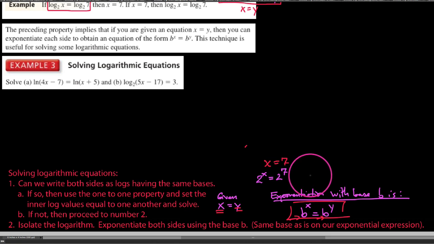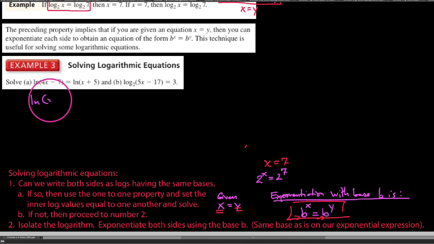So if that's the case, let's use these properties, the one-to-one property and exponentiation, to help us solve some equations. Looking at this first example, example 3, we want to start by solving this equation in A. It says the natural log, or log base e, or ln of 4x minus 7 is equal to the ln of x plus 5.